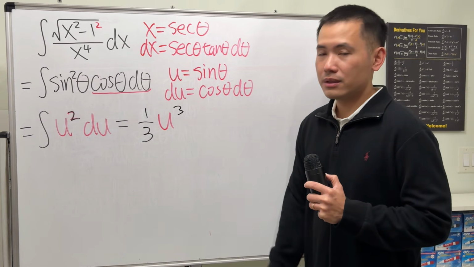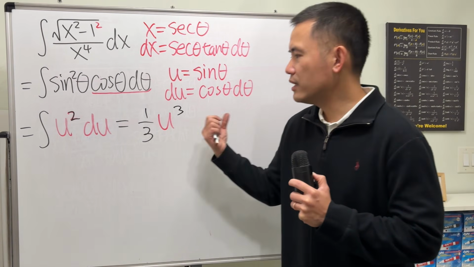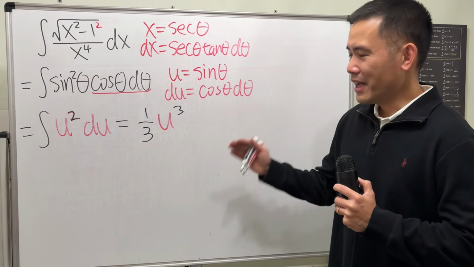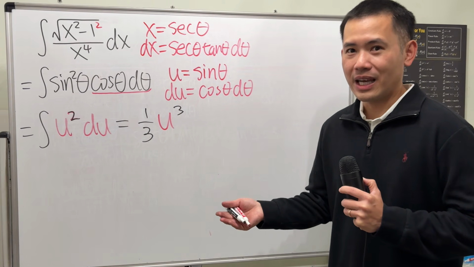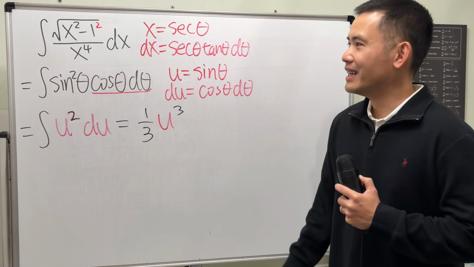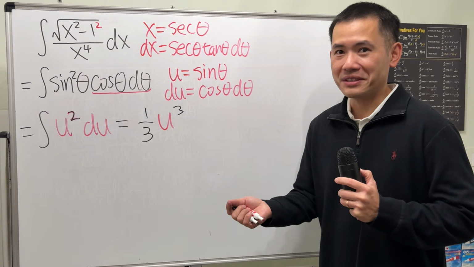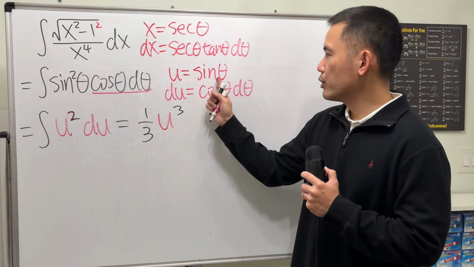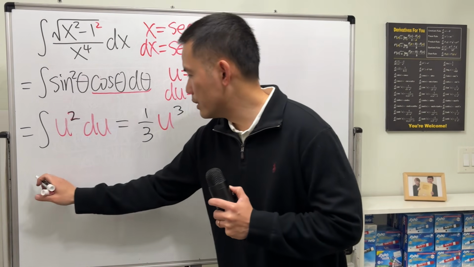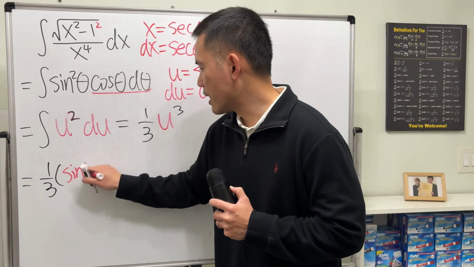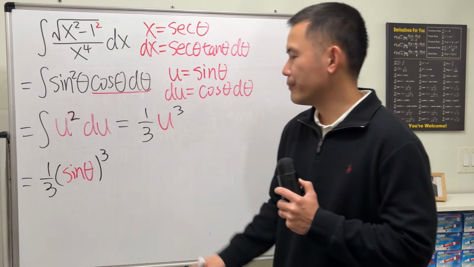And that's pretty much it, right? We finally did the integration step. Finally, seriously. Now, we're pretty much done with the calculus. We'll have to go back to the x. So the rest is just about some pre-calculus stuff. So first, I'm going to put the sine theta for the u. So this is going to be 1/3 sine theta and then to the 3rd power.